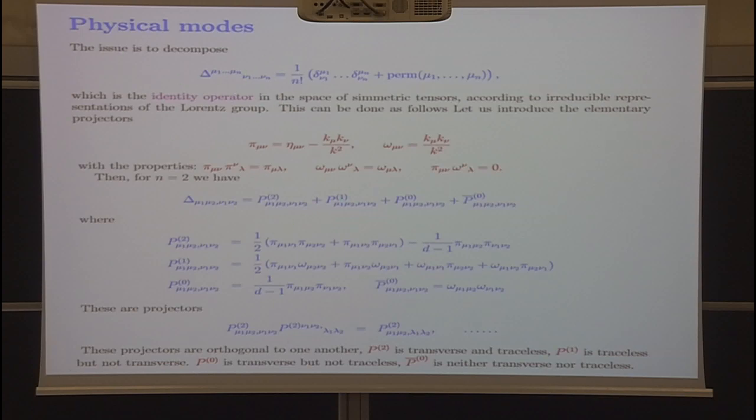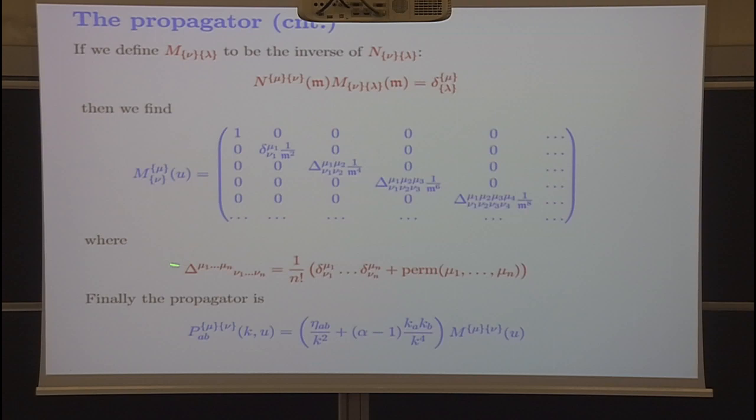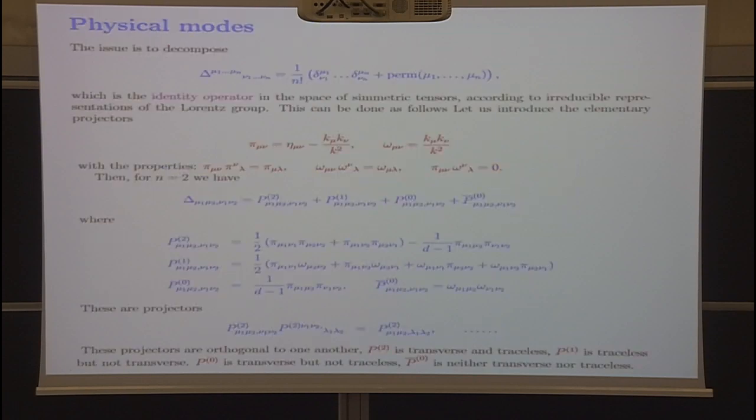Let us consider, again, this identity operator. This can be decomposed, well, it's almost a theorem, so I do not insist very much. This can be decomposed into projectors, projectors according to the various representations of the Lorentz group. So let me introduce this. This is an elementary projector, B mu nu, which is transverse. This is omega mu nu, which is not transverse, which means that when you saturate with K mu, you get 0. And these are their properties.